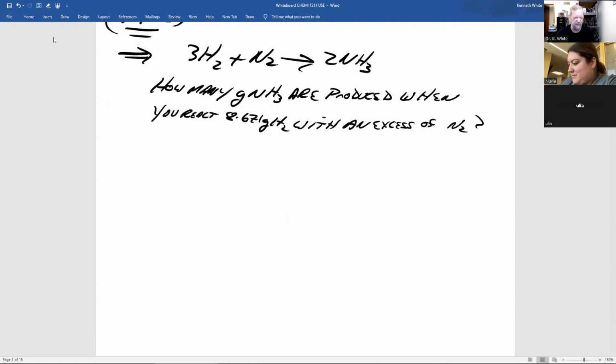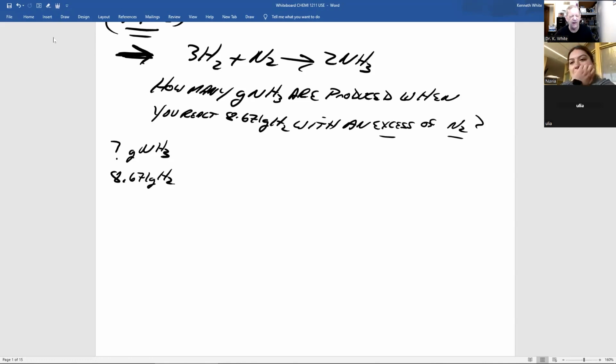All right, so how do we begin? What are you being asked to find? How many grams of ammonia? What are you given? 8.671 grams of hydrogen. Now, when you see excess of a chemical, that means you can ignore it. Ignore it, ignore it. So we will. You're also given this balanced chemical equation, which we'll get back to.